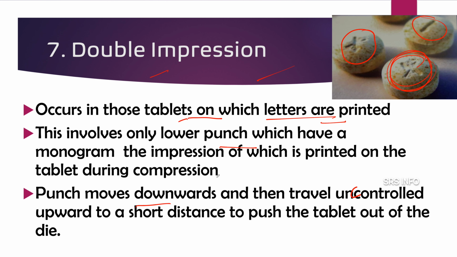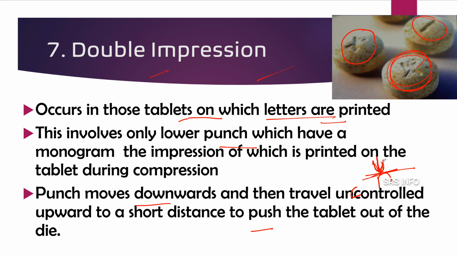The punch moves downwards and then travels uncontrolled upward a short distance to push the tablet out of the die. This is the upper, lower and middle. Okay, this punch comes here, the die is here, the compression takes place, then the punch pushes back for ejecting these tablets outside. But sometimes this movement becomes uncontrolled due to a defect of the punching machine. Then what happens? Within a very short period of time, this punch comes down with excessive pressure. This uncontrolled movement may lead to the double impression.